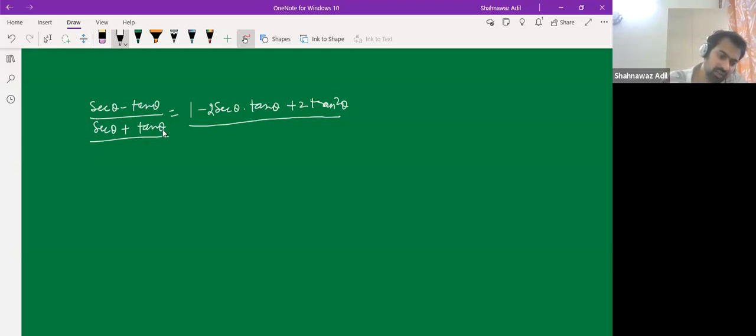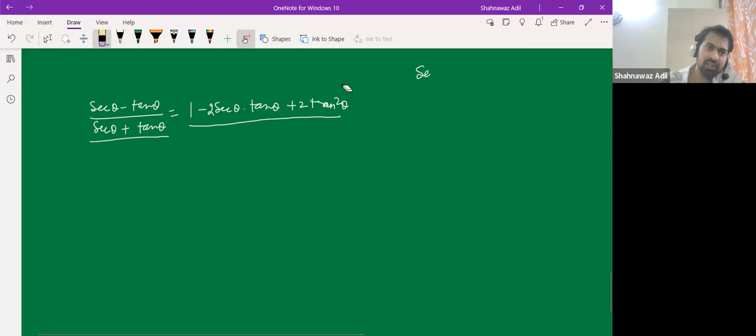So one simple idea is that we can write all the ratios in the form of sine and cos. And the second approach could be that all the terms are in sec theta and tan theta.